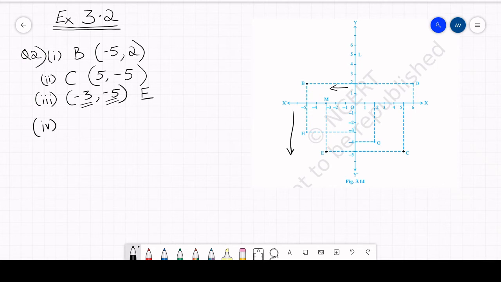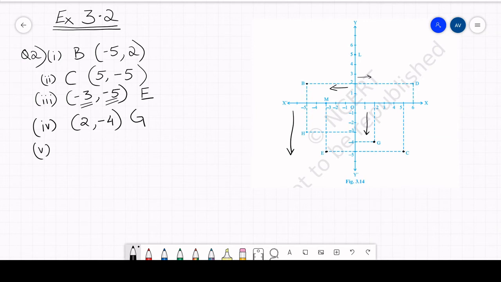Moving to the fourth part, it is asking us to identify the point with coordinates 2, -4. Now an x coordinate of 2 would mean 2 units to the right of the y-axis, and -4 as y coordinate would mean 4 units below the x-axis. So in this case, that point is this one right here, which is point G.